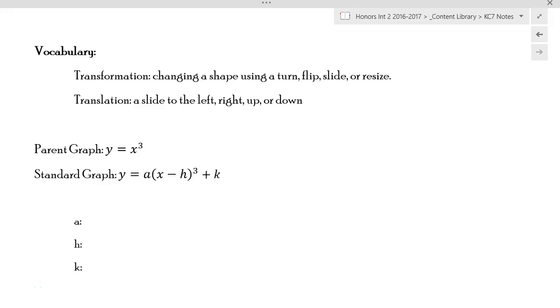Hi guys, welcome to our 7D Part 2 notes. This is our last notes for this unit. Again, all of this is still non-calculator, so no calculators allowed whatsoever.